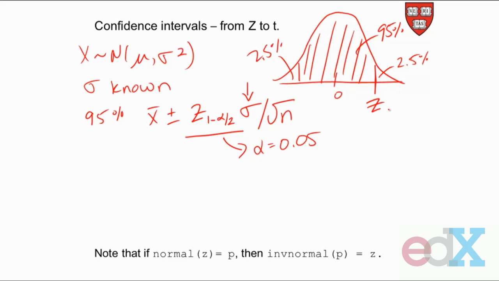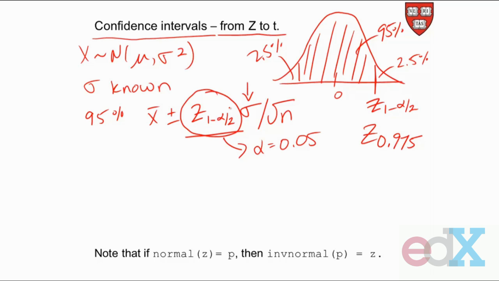The way that this value is denoted in statistics, it's denoted z 1 minus alpha over 2, where alpha is equal to 0.05. So in our case, for a 95% confidence interval, it's going to be z subscripted with 0.975. Now, I say that we're looking at confidence intervals from z to t because when sigma is known, I construct my confidence intervals using this z value from the standard normal distribution. And the way that I find that z value is I use the inverse normal command in STATA. We're going to see that here in a minute.